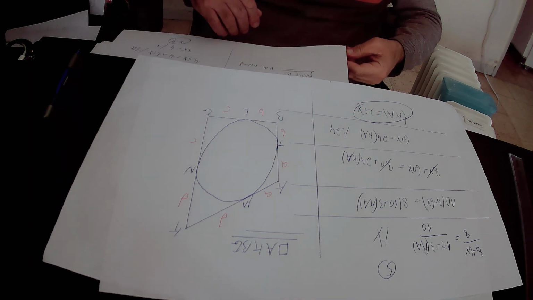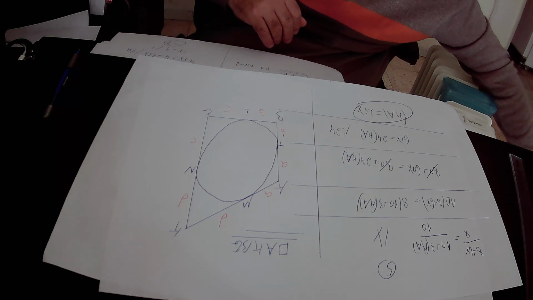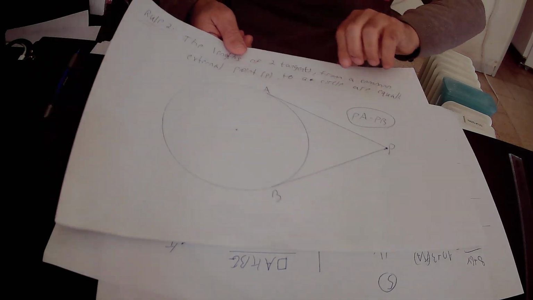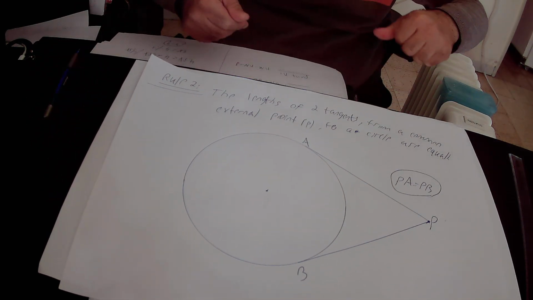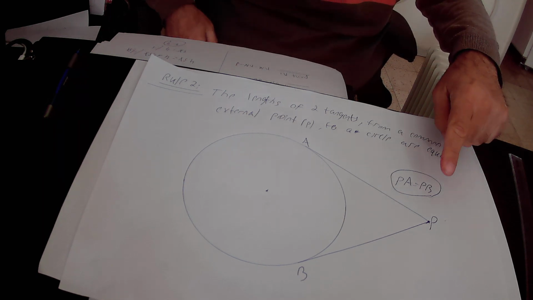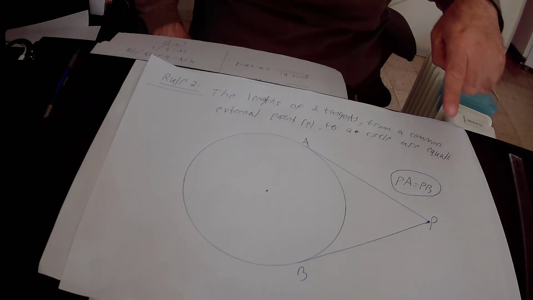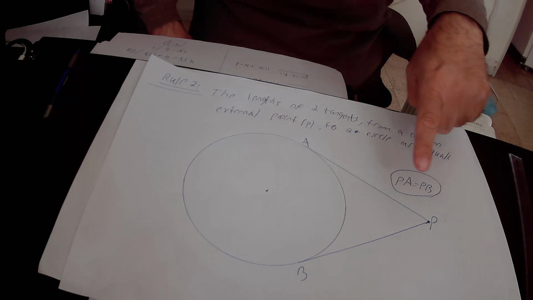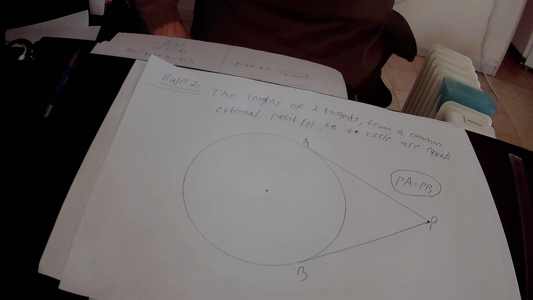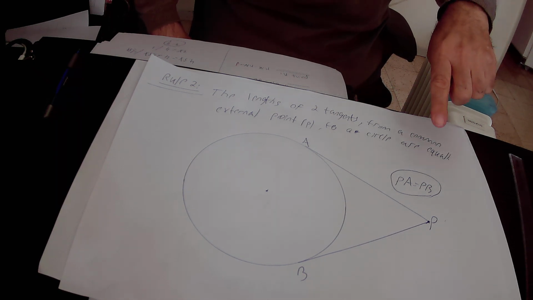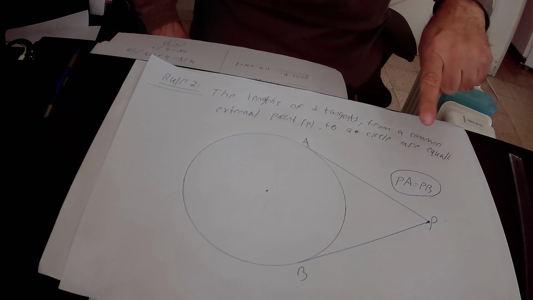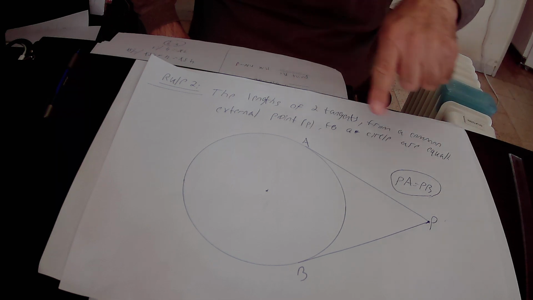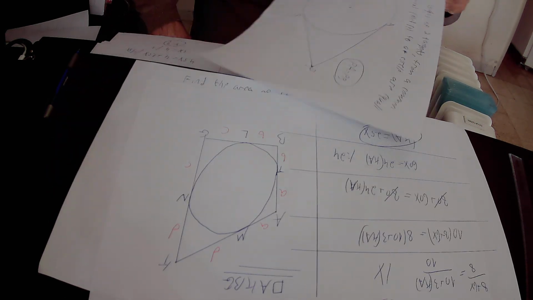Then I presented to you rule number 2 and implemented it in our drawing. According to rule number 2, the lengths of two tangents from a common external point to a circle are equal. We have the common external point P, and from P we have two tangents to the circle, tangent PA and tangent PB. Whenever you draw two tangents from a common external point to a circle, the lengths of those two tangents must be equal. In this case, PA equals PB. We can implement rule number 2 in our drawing.